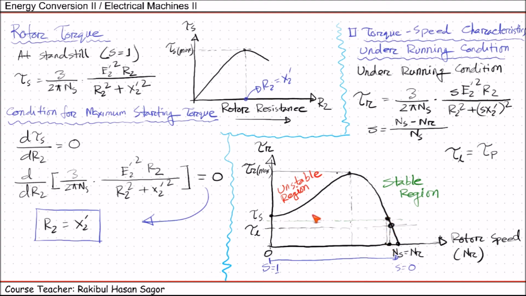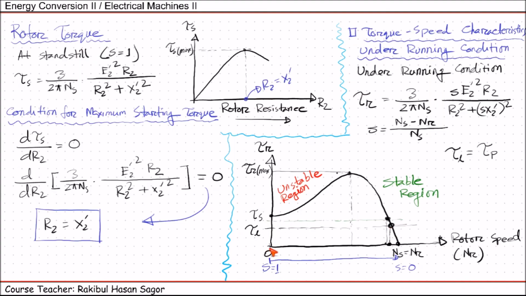So as we keep increasing the load, the speed will be decreased, and this is a normal phenomenon. That means whenever we increase load, the motor will start producing more torque and the speed will be decreased. If we decrease load, the motor will start producing less amount of torque and the speed will be increased.